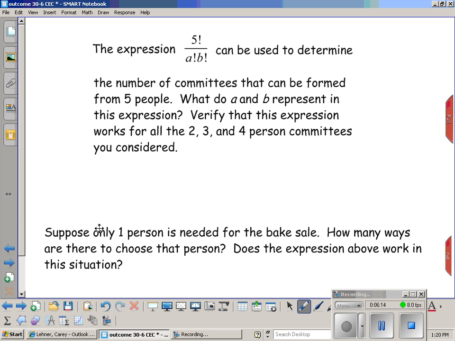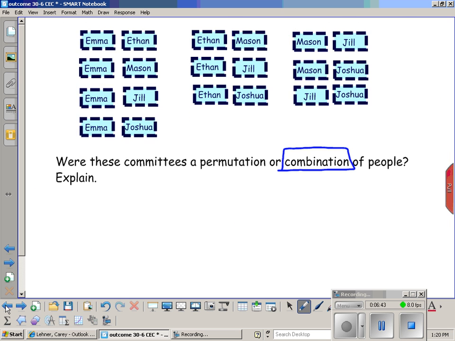Well, maybe the A stands for how many people are chosen for that committee, and then the B is how many people are not chosen for that committee. Let's see if that works. So when we chose 2 people, we would be saying we chose 2, and that means 3 we did not choose. And when we solve this out, we get 10 different committees, which was true. If we go back a couple pages where we chose the 2, there were 10 different options, 10 different combinations.